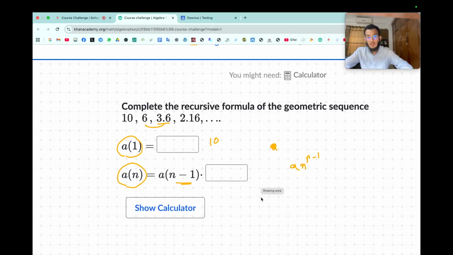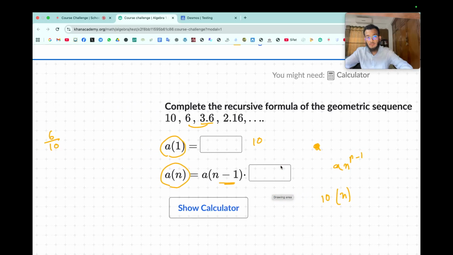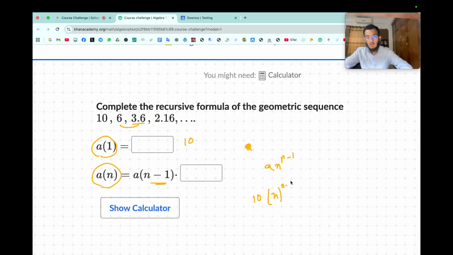The first term is 10, and the nth term is a r to the power n minus 1, where the common ratio is 0.6. So the first term is a, the second term is ar, and then we have ar to the power n minus 1. Yep, this is the correct one.